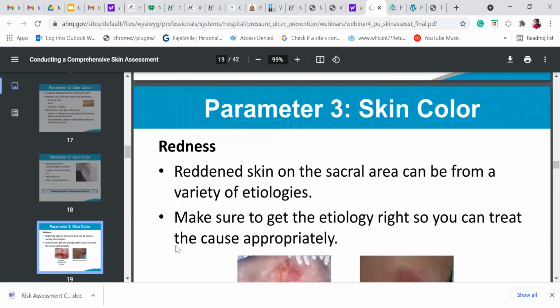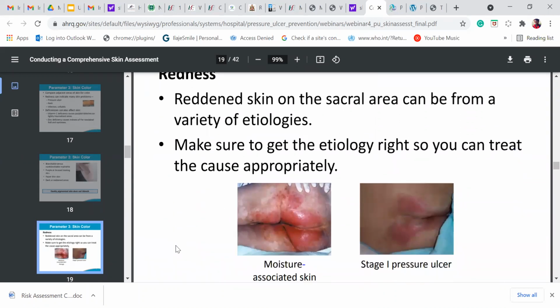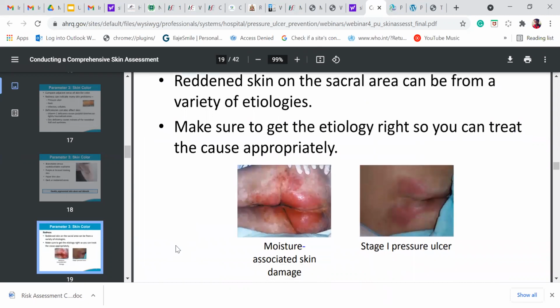Talking about skin color, redness. A reddened skin on the sacral area can be from a variety of etiologies. So look at this picture there. That's from a moisture-associated skin damage. You can see how red it is. Okay. And the other one looks more like a stage 1 pressure ulcer. So make sure to get the etiology right so you can treat the cause appropriately. How do you know the difference? The moisture-associated skin damage could be blanchable. A stage 1 pressure ulcer will not blanch.